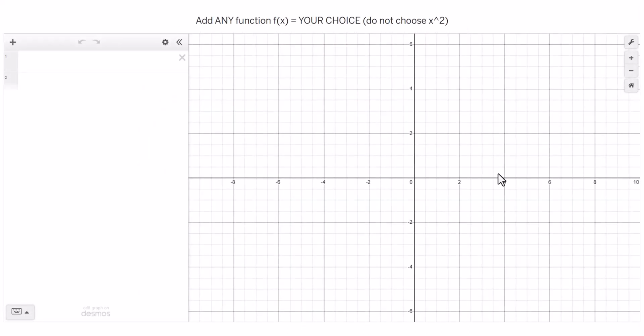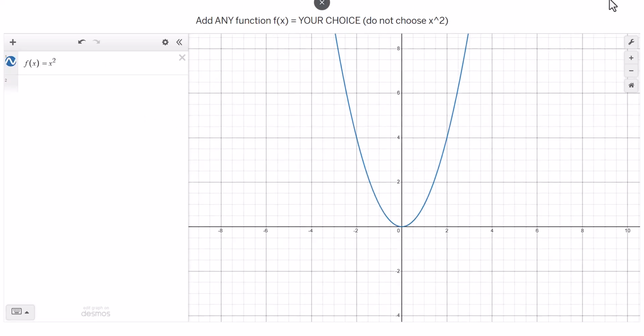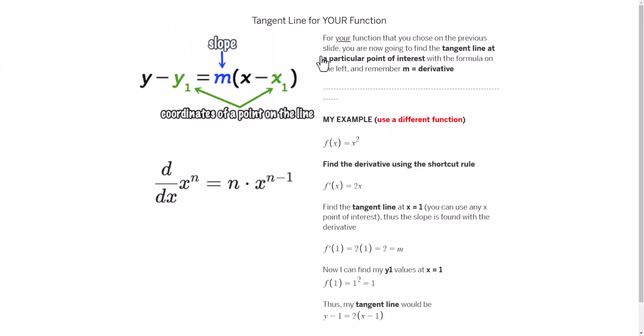Okay, so hopefully you've gotten through the lecture and you've gotten the shortcuts down. It says to add any function of your choice. Do not use x squared. The reason is I'm going to use x squared, but you're not allowed to. So use something other than x squared. Now we're going to find the tangent line at a particular point.